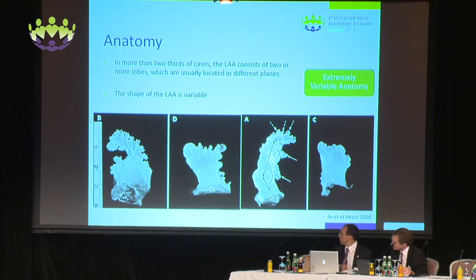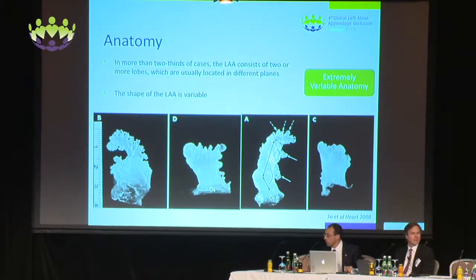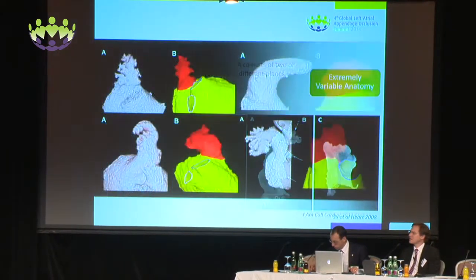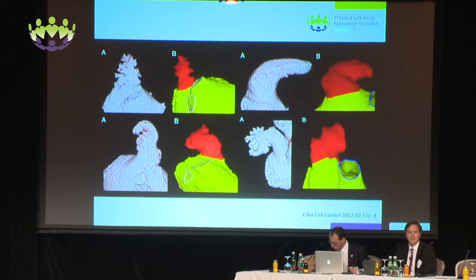As it has been explained this morning, in more than 2/3 of cases, the LAA consists of 2 or more lobes, which are usually located in different planes. And also, the shape of the LAA is extremely variable. Several classifications about the morphology of LAA have been proposed, but the most widely used is the one that has been explained this morning. As you remember, the cactus morphology, the chicken wing, the cauliflower, and the windsock.